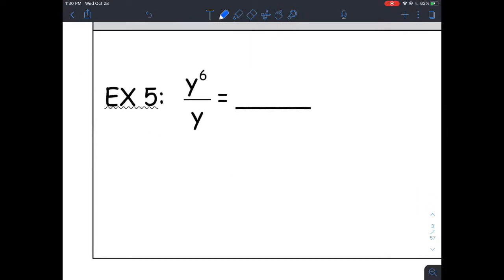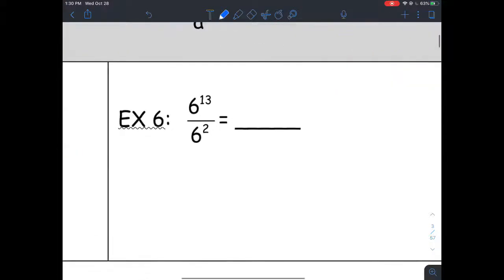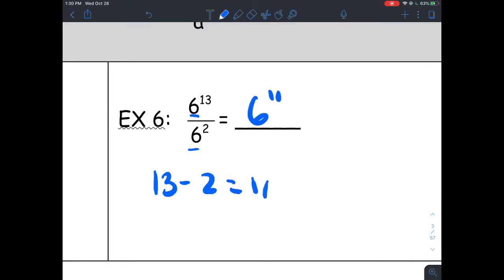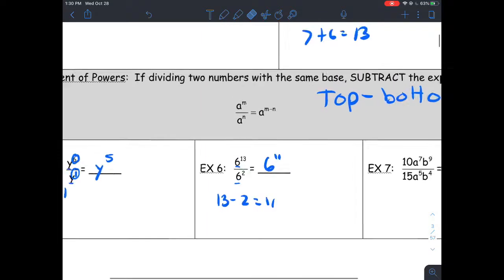So let's go ahead and look at example 5. We're dividing things of the same base. We're going to take our powers, which are 6 and 1, and subtract them. Notice how I did top minus bottom. We would get y to the 5th. All right, next one. Same thing: we've got the same base, which is 6. We're going to do 13 minus 2. Top minus bottom is going to give us 11. We get 6 to the 11th power. Could you plug this into your calculator? Yes. Is it going to be a disgusting number? Yes. So just leave it as 6 to the 11th power.